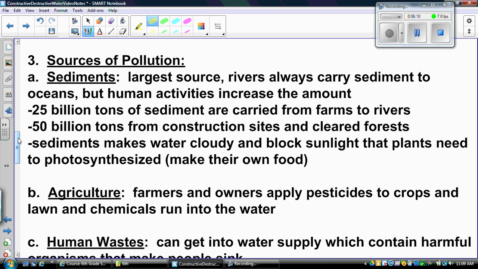Remember, sediments come from the process of weathering, which is any force like water, wind, ice, or gravity that breaks rocks into smaller pieces. Those are called sediments. This is the largest source of pollution. A river will always carry sediments to the ocean, but human activities increase the amount of sediments that get into our rivers. 25 billion tons of sediment are carried from farms to rivers, and 50 billion tons from construction sites and clear cuts.